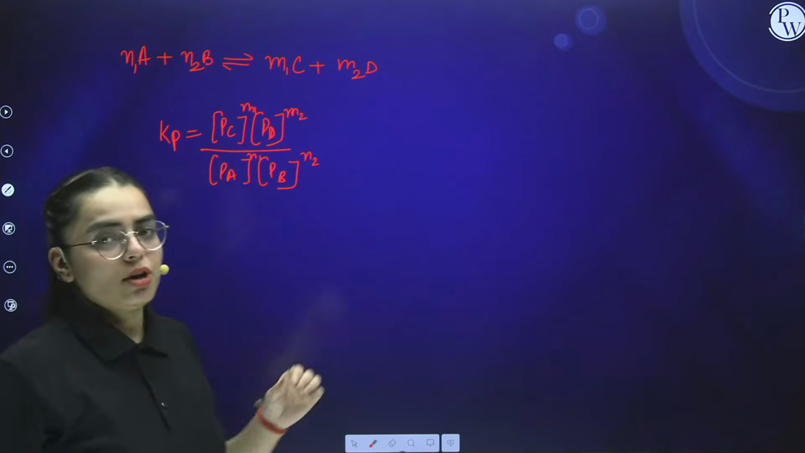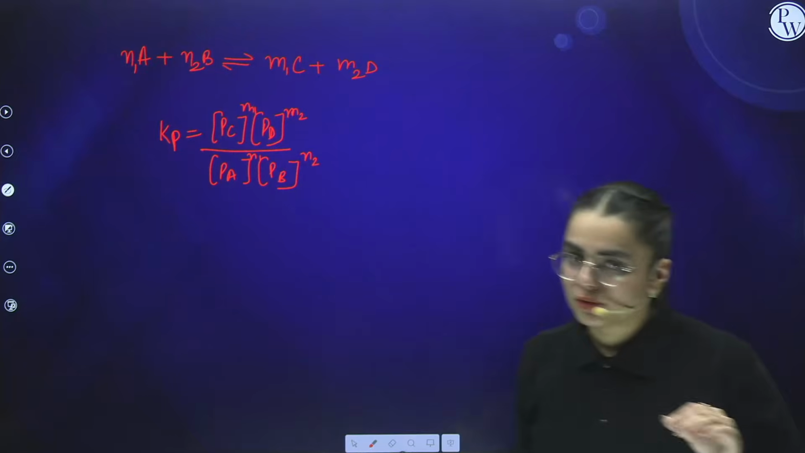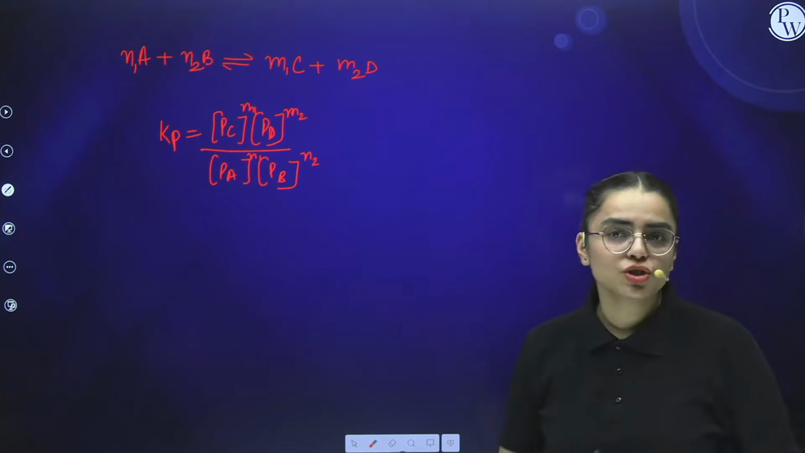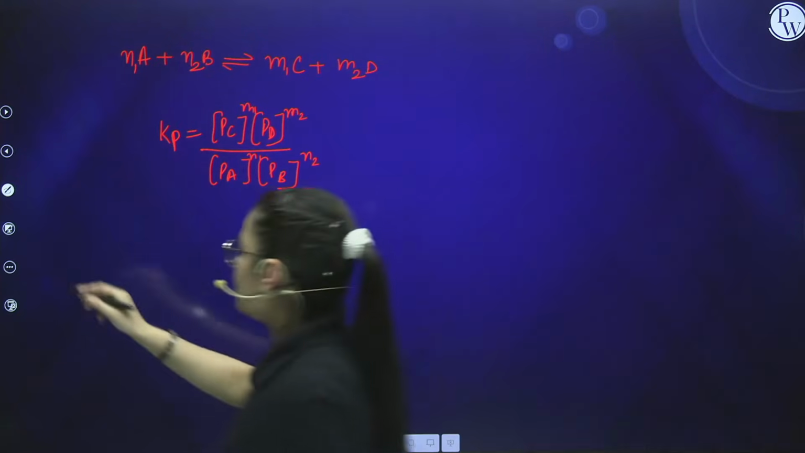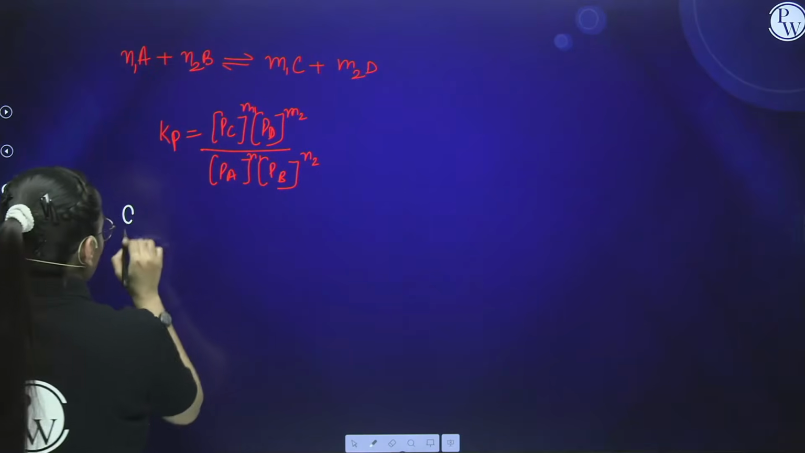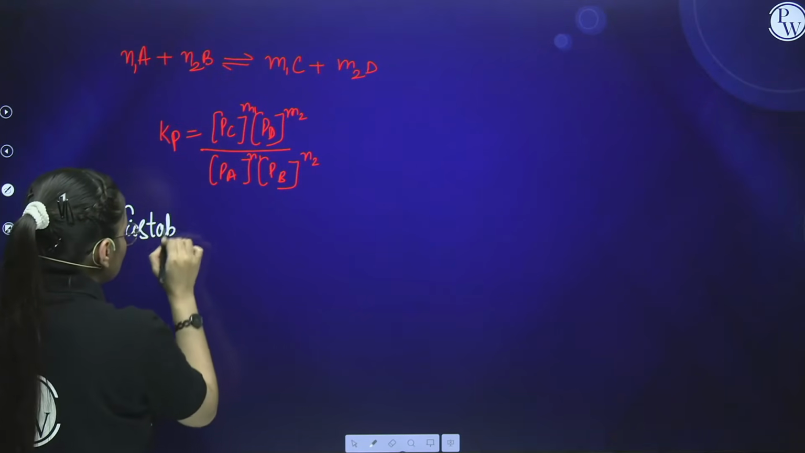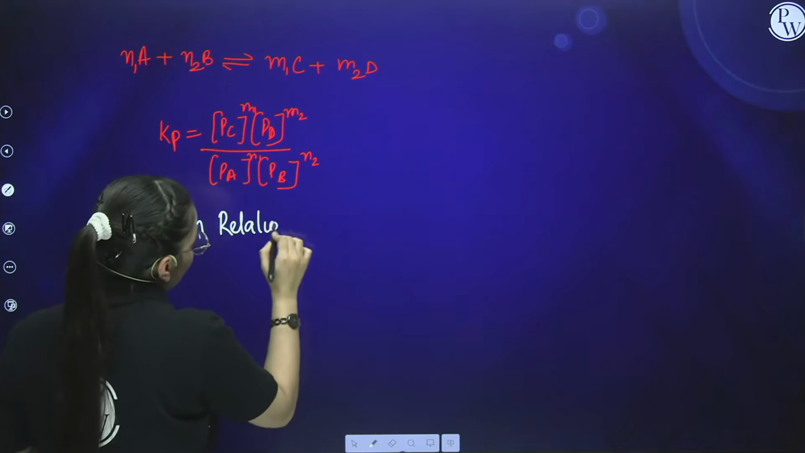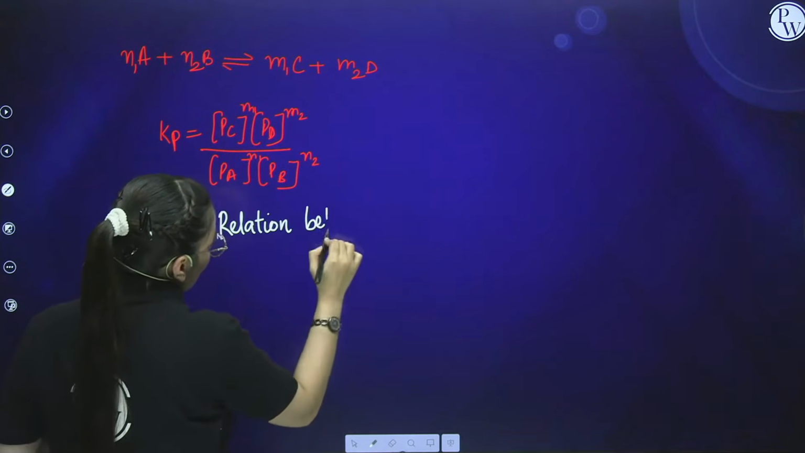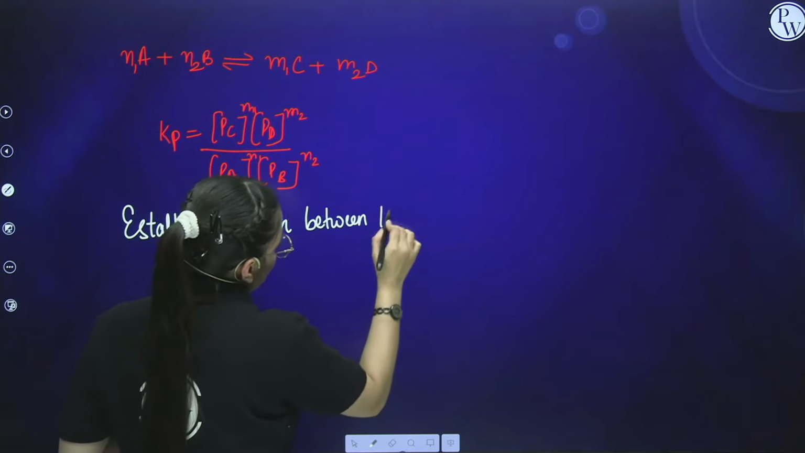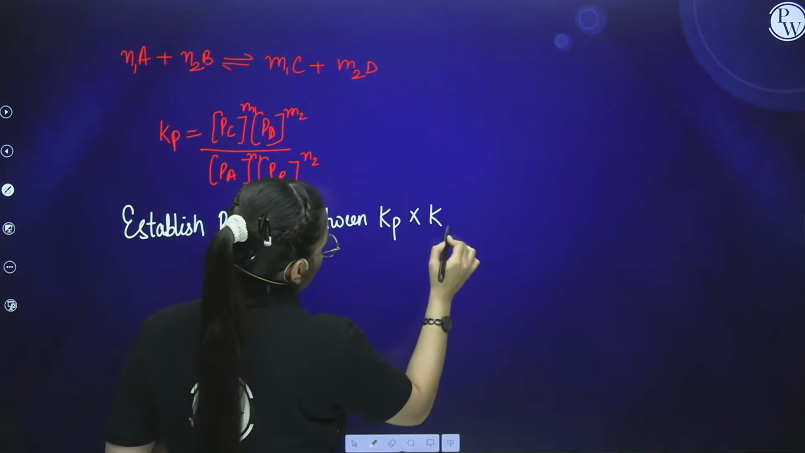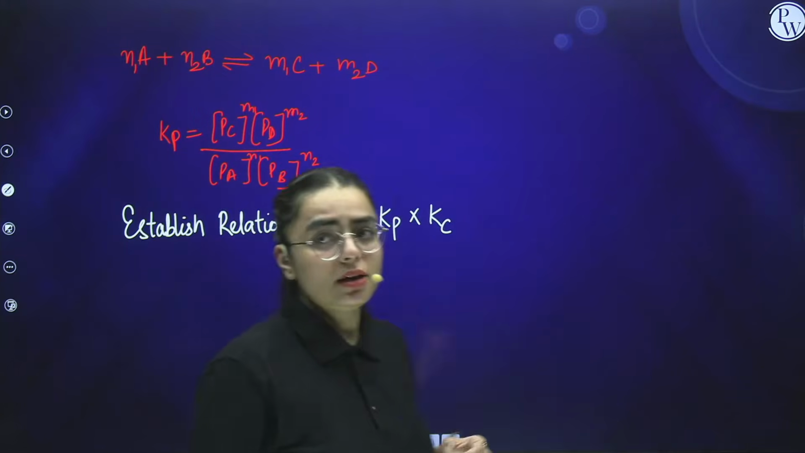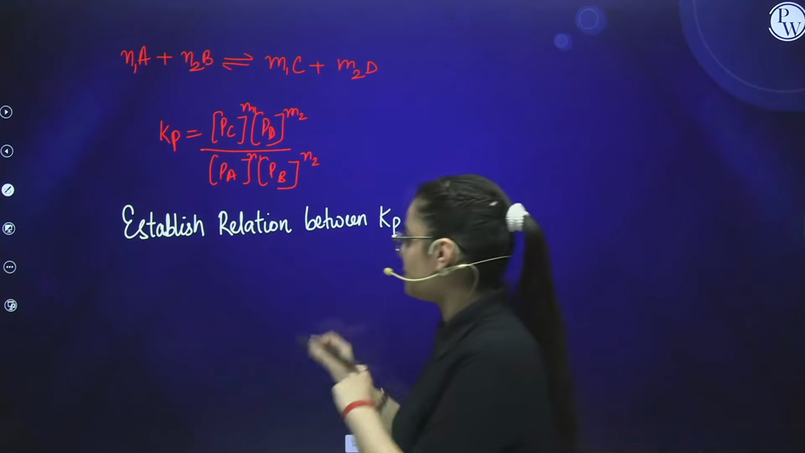Is it clear? Now you know the formula for Kp, you know the formula for Kc. We are going to establish a relationship between Kp and Kc.